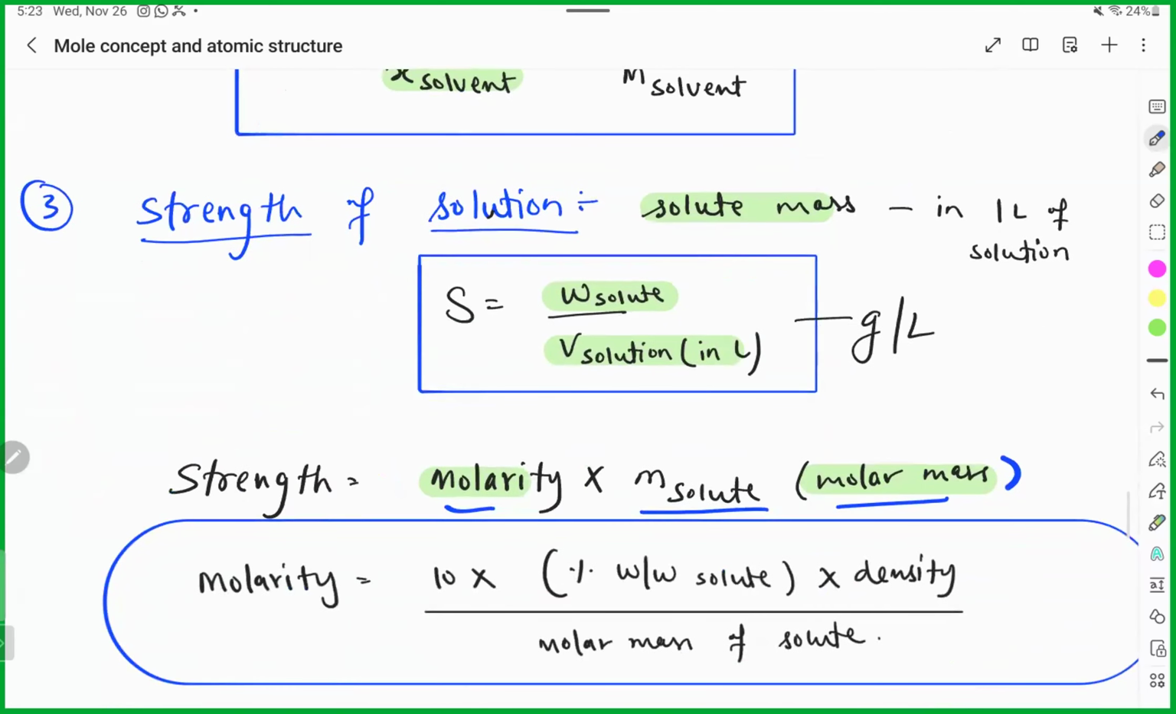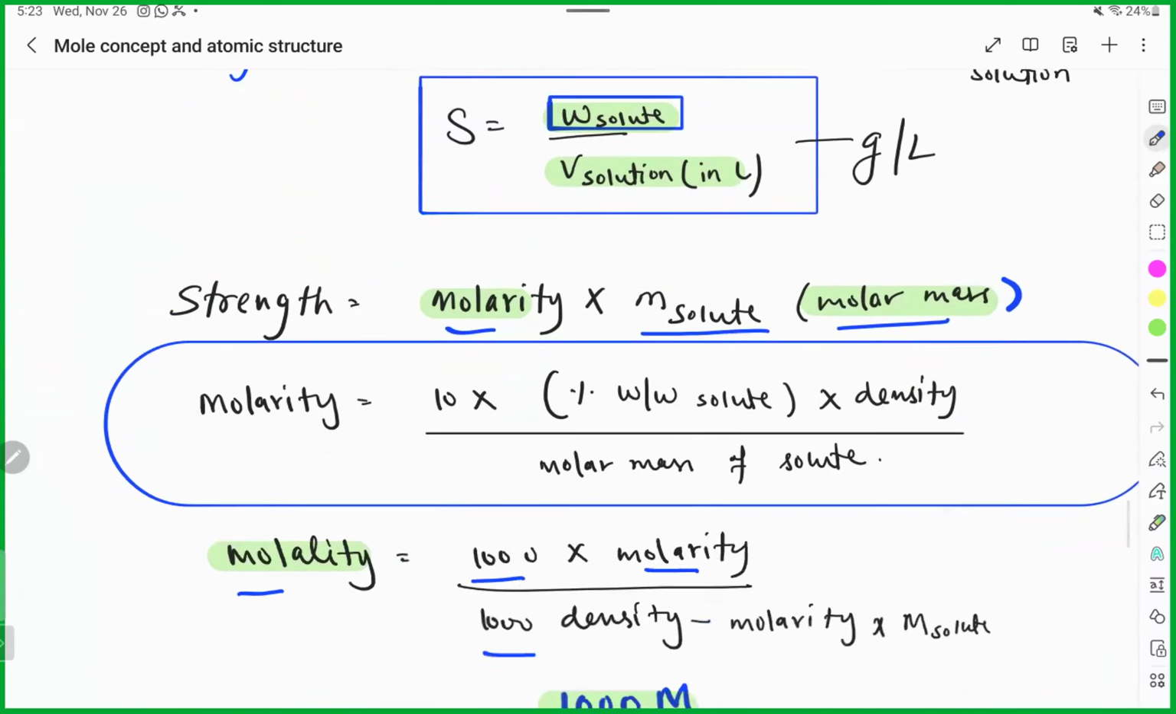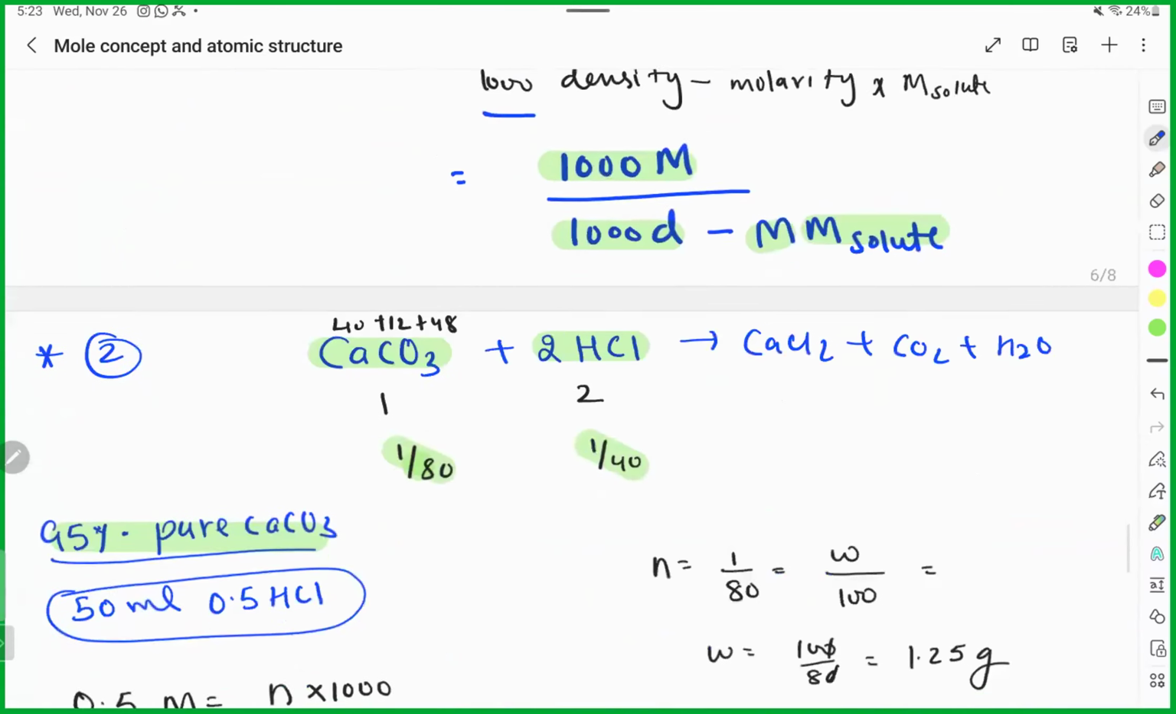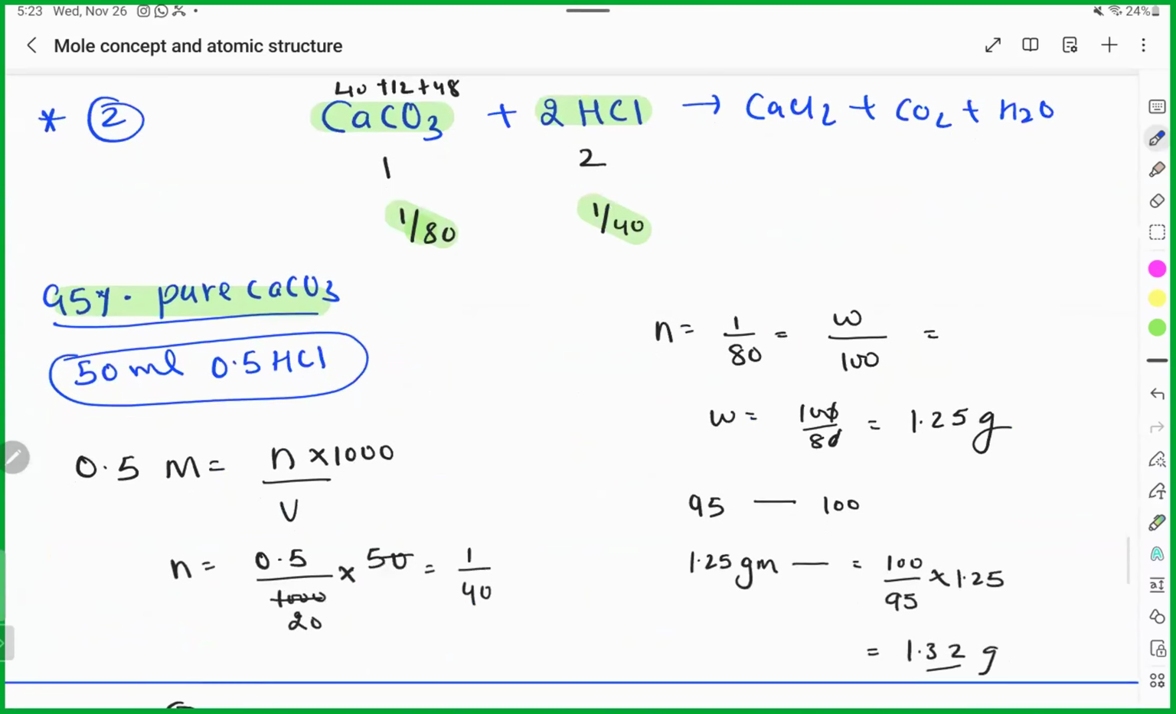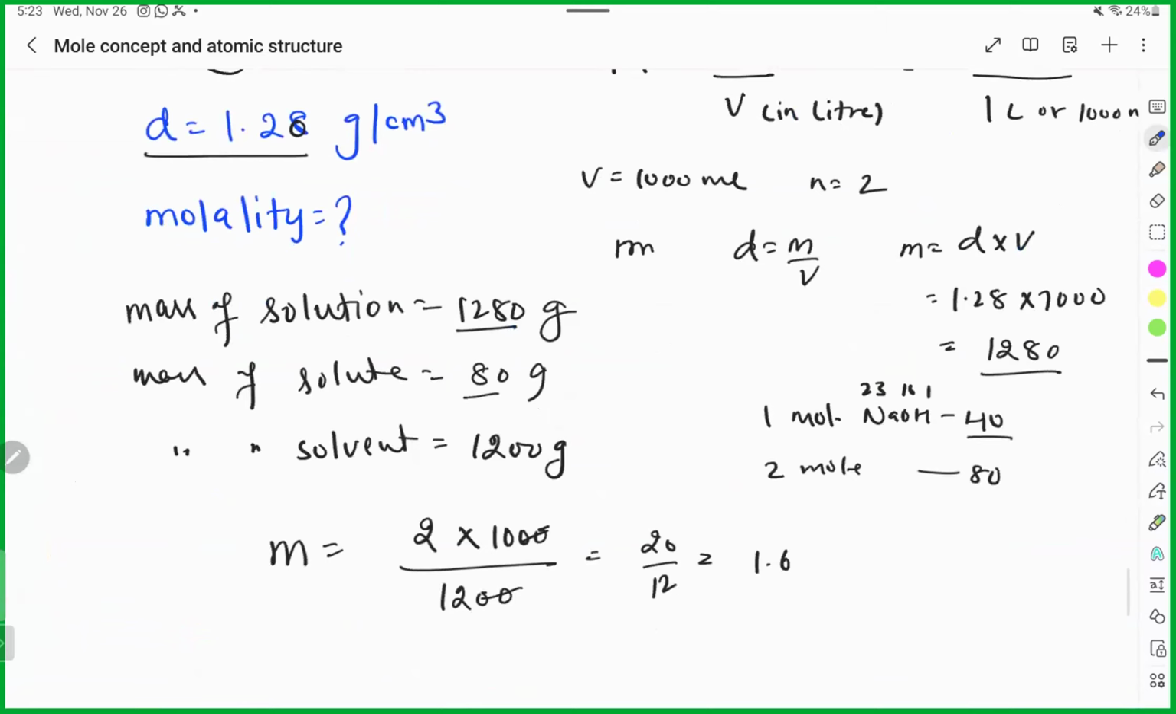What is the strength of the solution? It is the solute mass, not moles, in 1 liter of solution. Mass in 1 liter of solution, not moles. Okay. And now we will not do this, and everything is done.